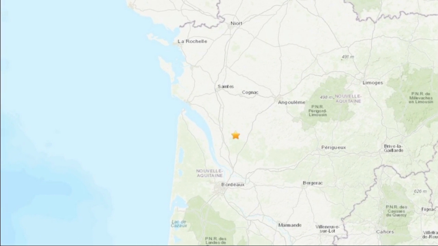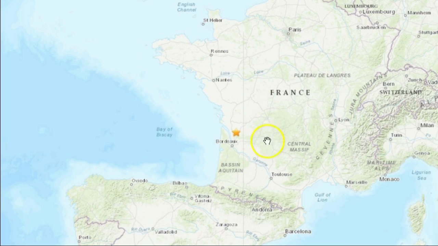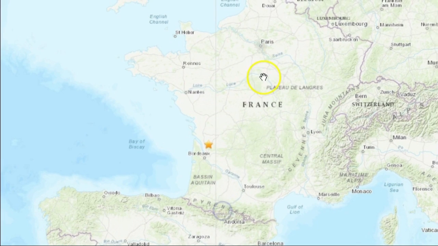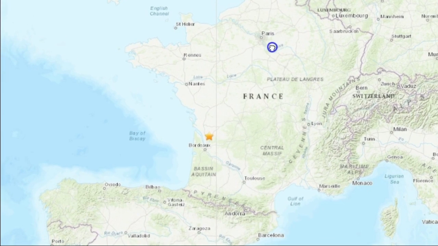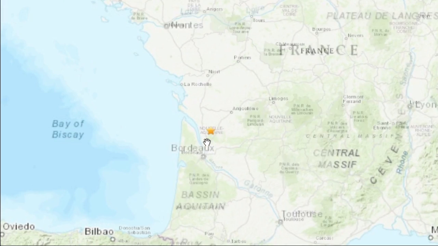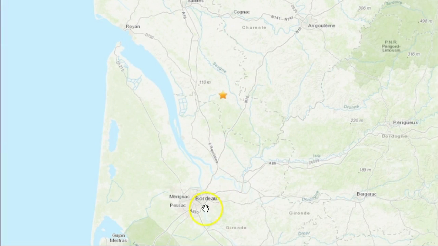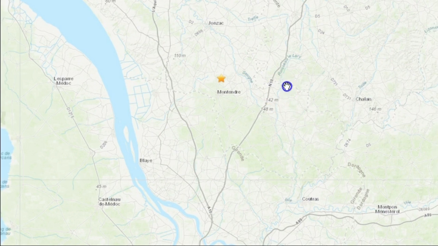The yellow star is where it struck. I'm going to zoom all the way out for you. All the way out. So there's France. What's that line? Is that still France? Oh, that's just on the map. There's Spain, Portugal. We have France right here. We got Germany up here. Netherlands, Belgium. So in southwestern France. So magnitude 3.9 in southwestern France. Bordeaux, all the way down here, somewhat near the coast.